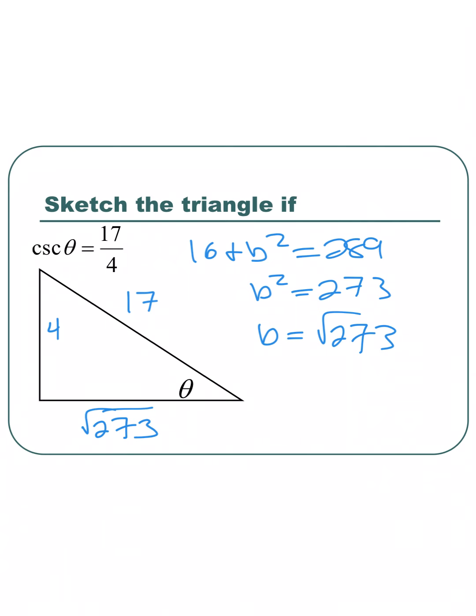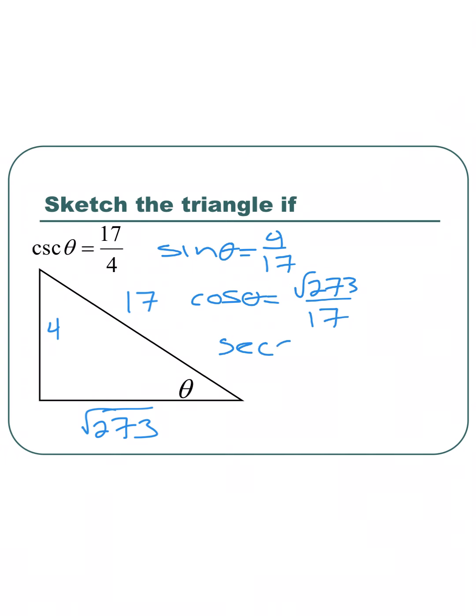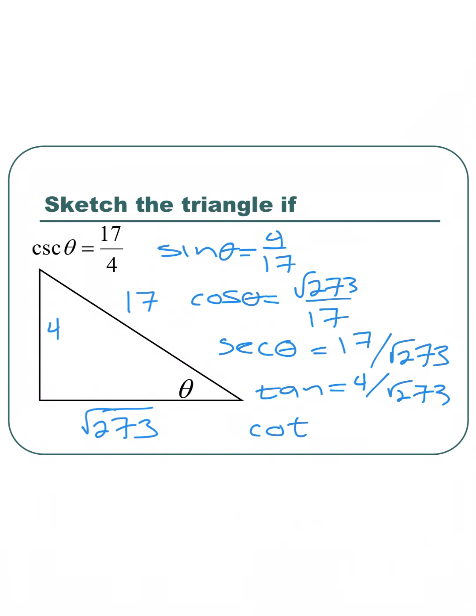And now, because we have our sides, we can go ahead and find our missing functions. All right, again, we're going to begin with finding our sine function. Because we know what the cosecant is, that means the sine should be the reciprocal, which in this case is going to be 4 over 17. For our cosine, we're going to start with our adjacent side, which is radical 273, and we'll put that over 17. For the secant, we'll take the reciprocal of that value, so we have 17 over radical 273. For our tangent function, it's going to be the opposite side over the adjacent side. And then last but not least, for our cotangent, it's going to be the reciprocal of our tangent. So we have radical 273 divided by 4, and then we have our 6 trig functions.